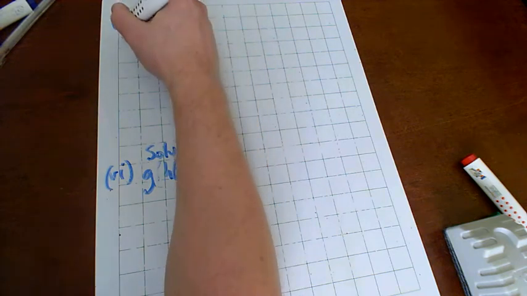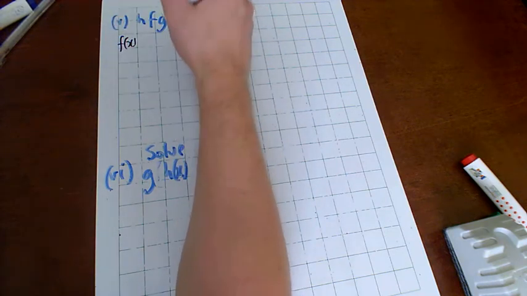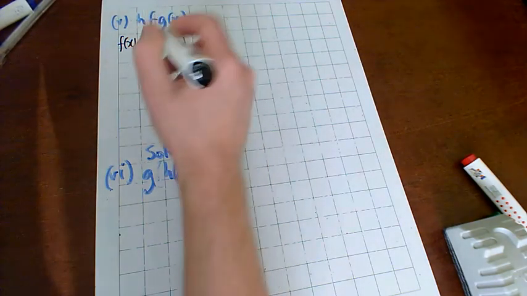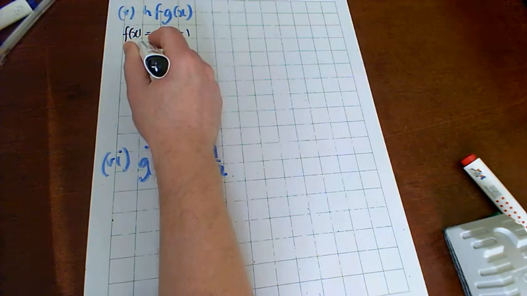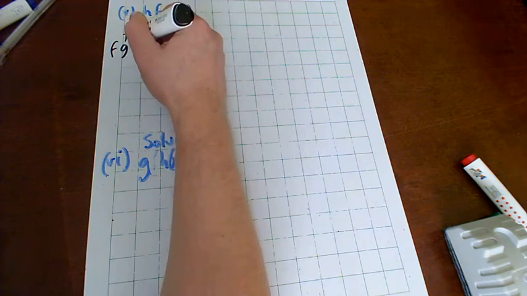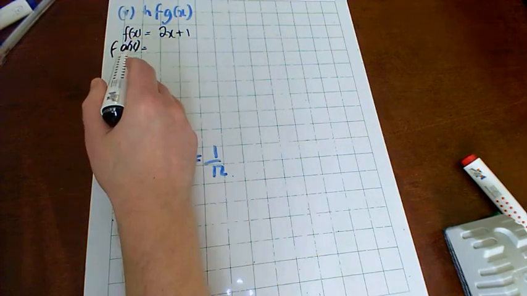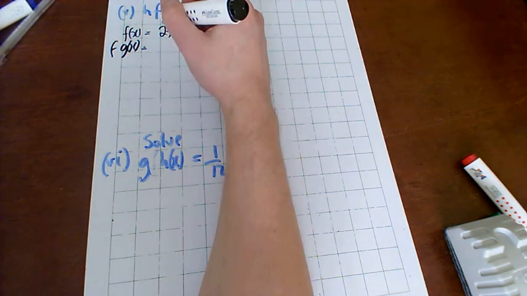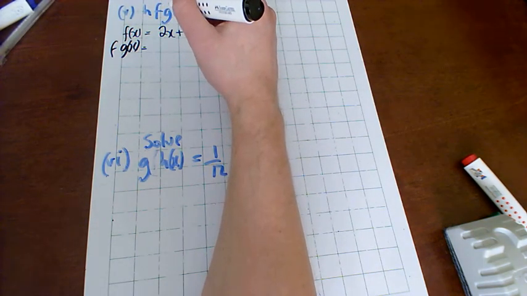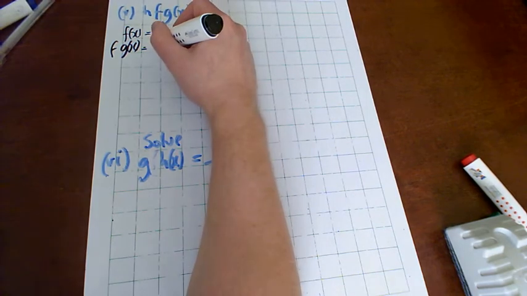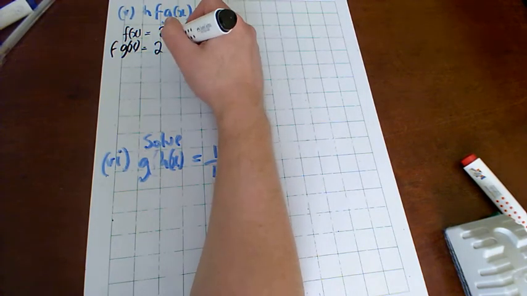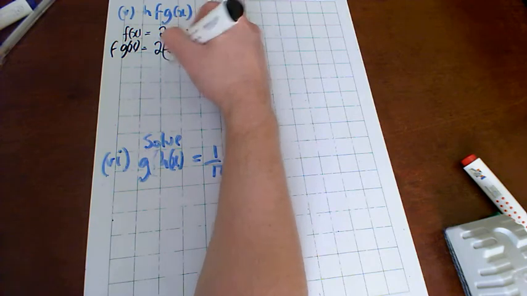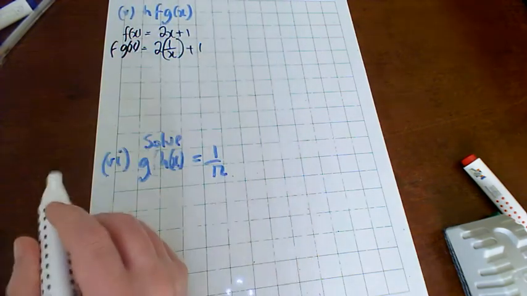Okay, so what we want to do is start off with f of x, because this is what we're going to substitute. The f of x is equal to 2x plus 1. Now, instead of an x, for f of g of x, I'm going to substitute my g of x into this. I think we'd worked this out earlier, had we? No, we hadn't. So instead of x, I'm going to put 1 over x, that's what g of x is, plus 1.